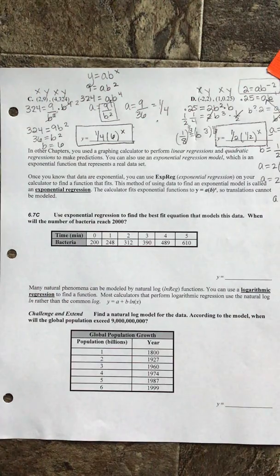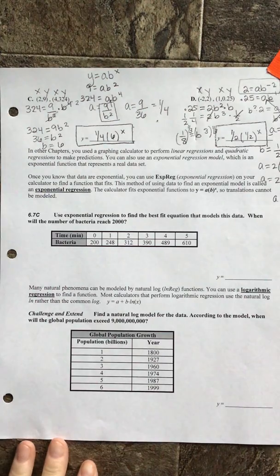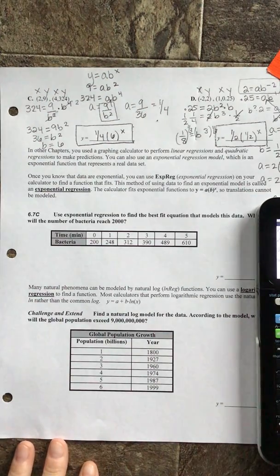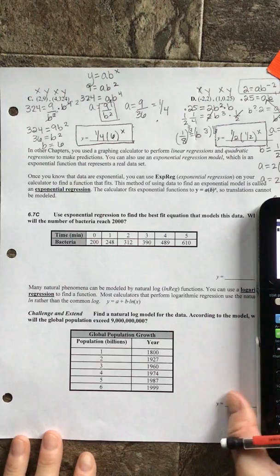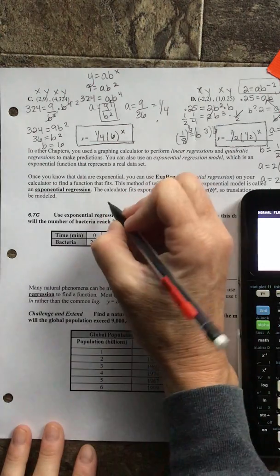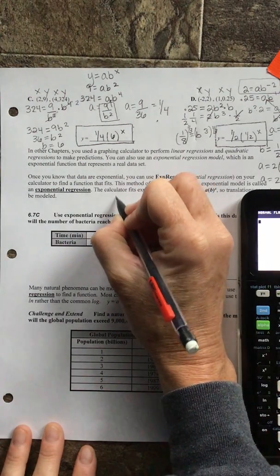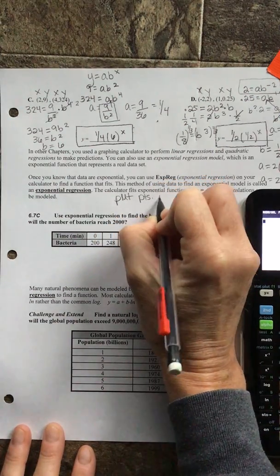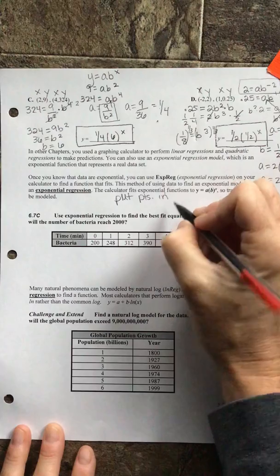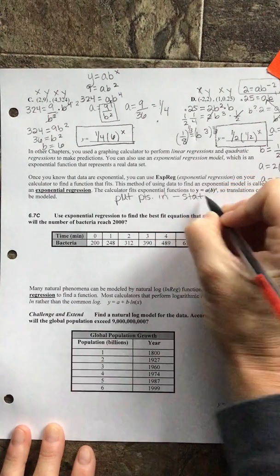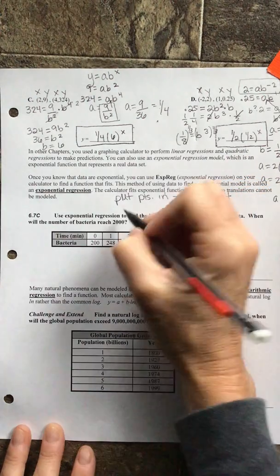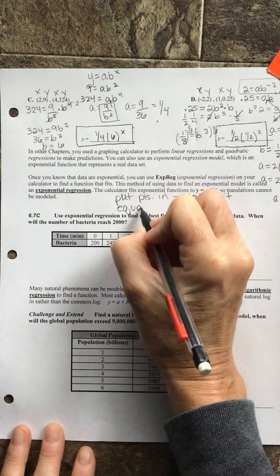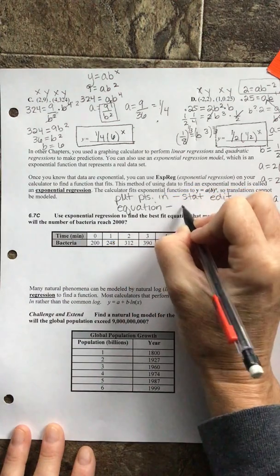If it was on the calculator portion of the test, there's another way you could do it using your exponential regression key. So if you recall, in the past, we have always put all of our information in, so we put the points under stat edit. And then we get our equation under stat calculate.